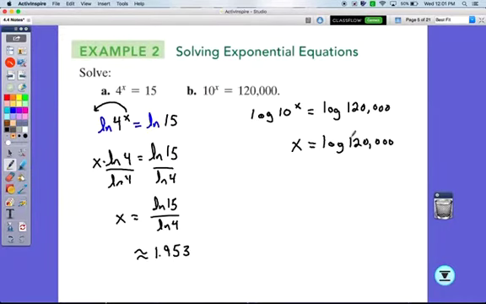Okay, so if the base is 10, you can use that common log and you're done really, really quickly. And if I stick that in my calculator, I get that the answer is 5.079.